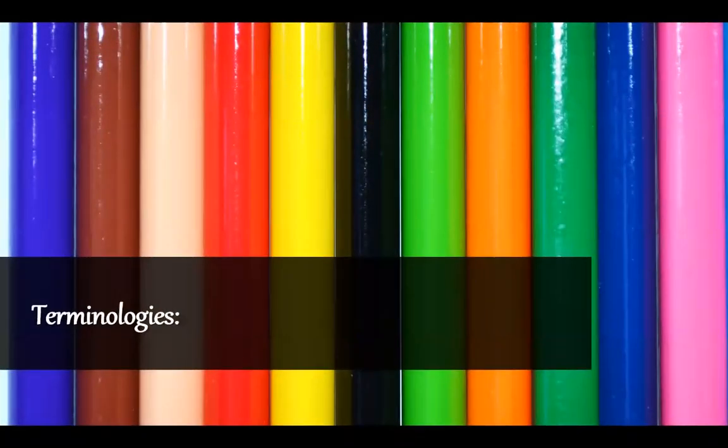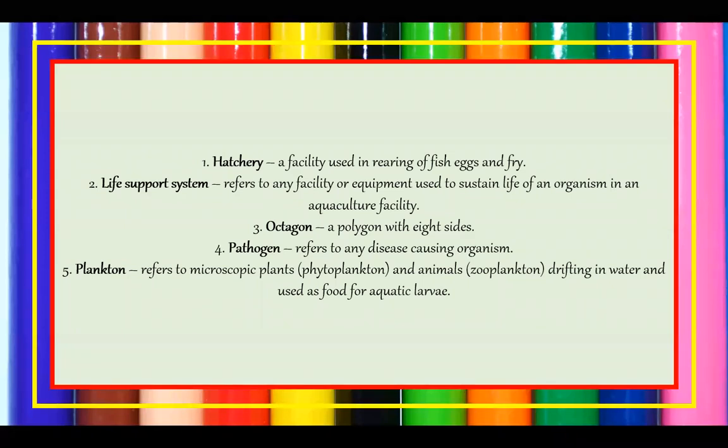We can also meet some terminologies in this topic, such as hatchery, which means a facility used in rearing of fish, eggs, and fry. Life support system refers to any facility or equipment used to sustain life of an organism in an aquaculture facility. Octagon is a polygon with 8 sides. A pathogen refers to any disease causing organisms, and plankton refers to microscopic plants or phytoplankton and animals, zooplankton, drifting in water and used as food for aquatic larvae.